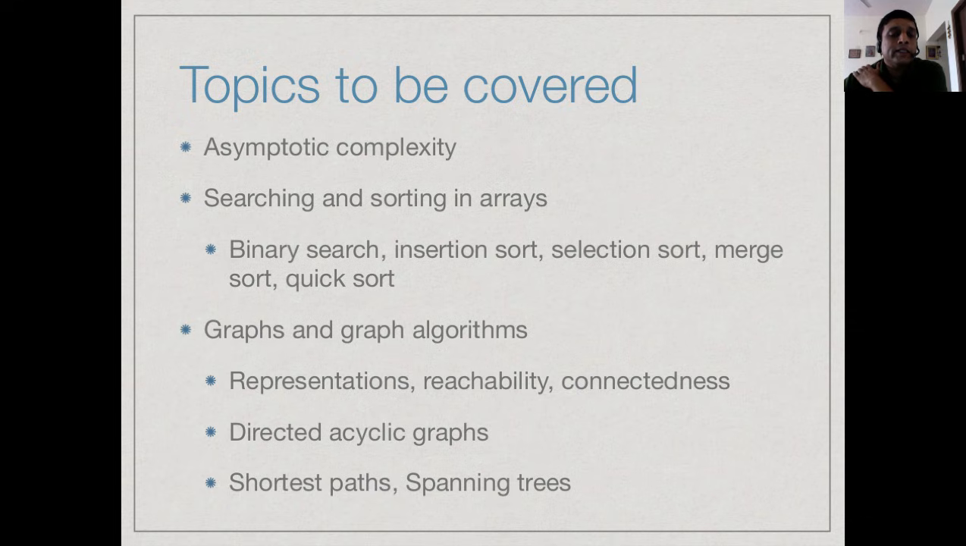So that's representation. We will look at standard problems in graphs, reachability and connectedness. We will look at a special class of graphs called directed acyclic graphs, which are very useful for modeling certain kinds of problems. And then we will look at other canonical problems on graphs, including shortest paths and spanning trees.